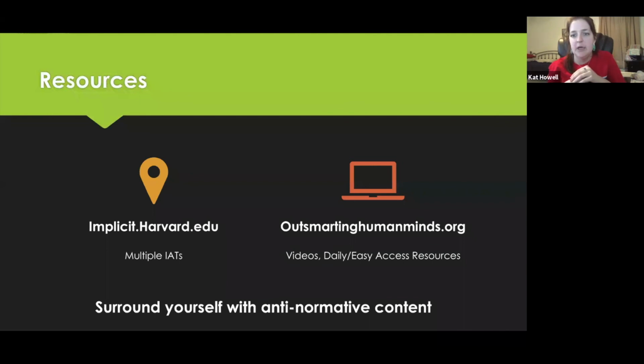outsmartinghumanminds.org is a site that has videos and very easy-access resources on a variety of topics. At the bottom, it says surround yourself with anti-normative content. That is a big way that researchers say you can try to reduce your implicit bias, which is what we're focused on today. And anti-normative content is just anything that goes against the grain.